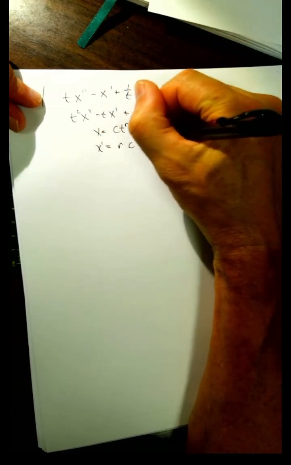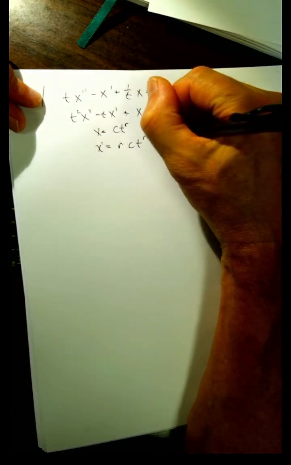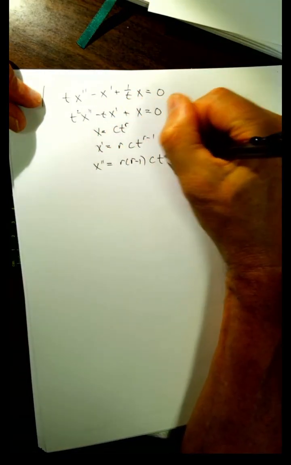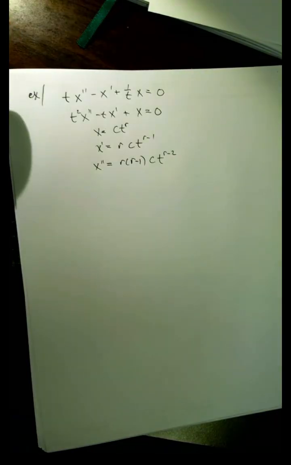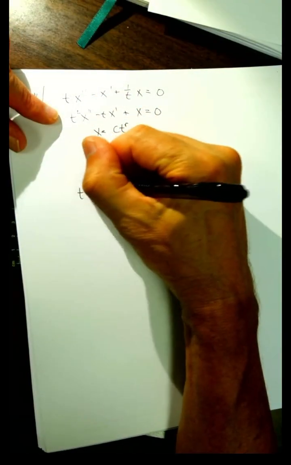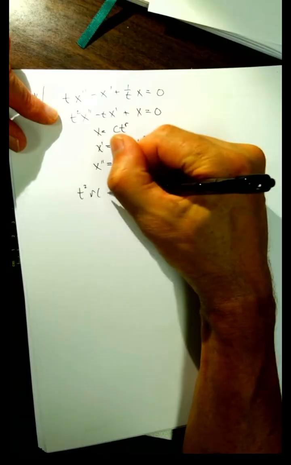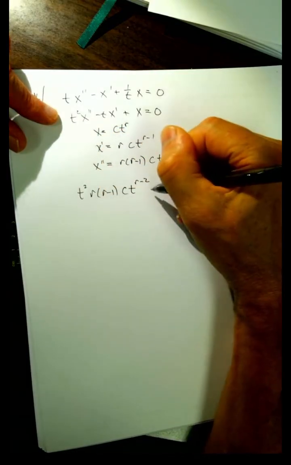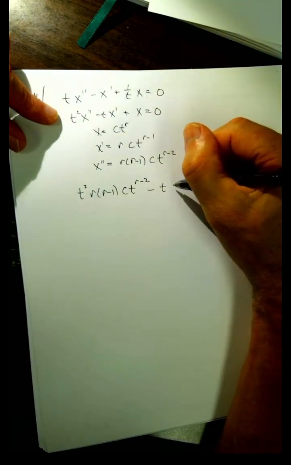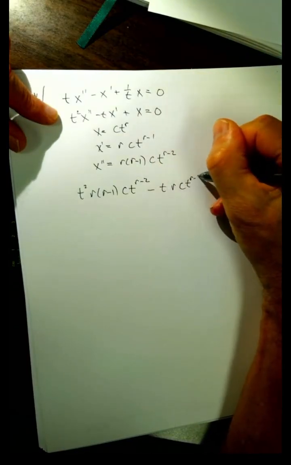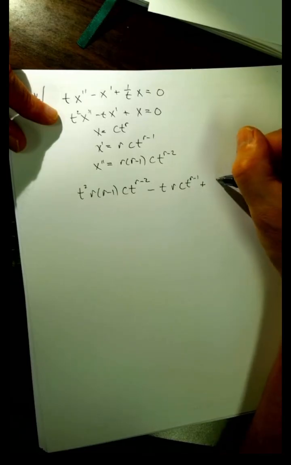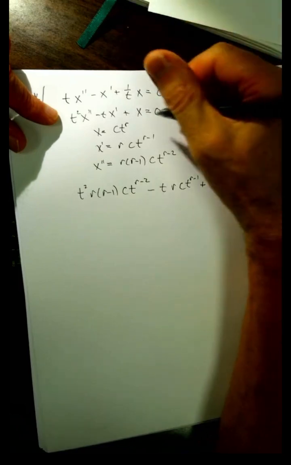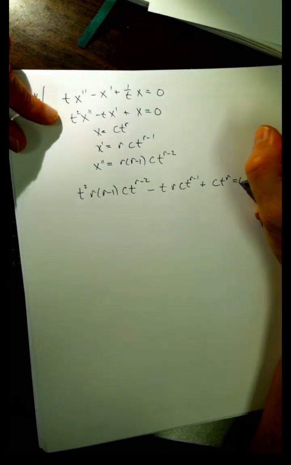So I'm going to bring down the r for the first derivative and get t to the r minus 1. For the second derivative, I'm going to bring down the r minus 1. And when I reduce it, I get r minus 2. We plug this into our equation. So t squared times r minus 1 times ct to the r minus 2 minus t times first derivative, which is rct to the r minus 1, plus x, which is ct to the r, is 0.